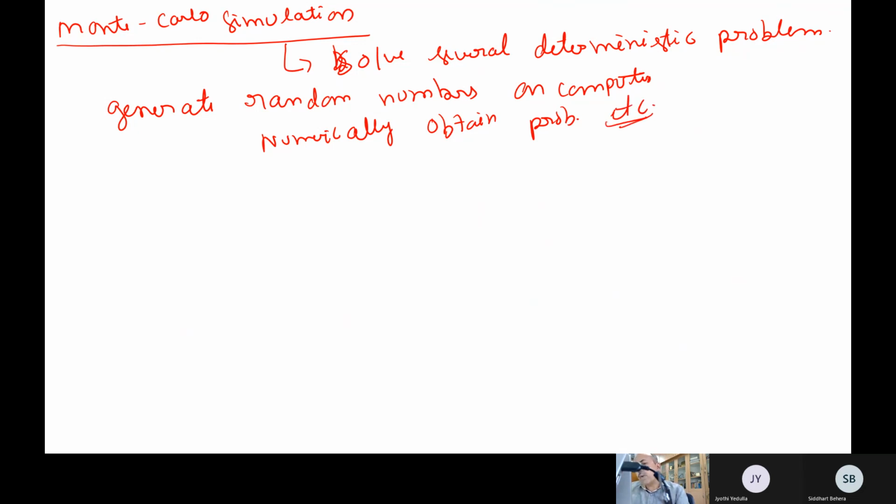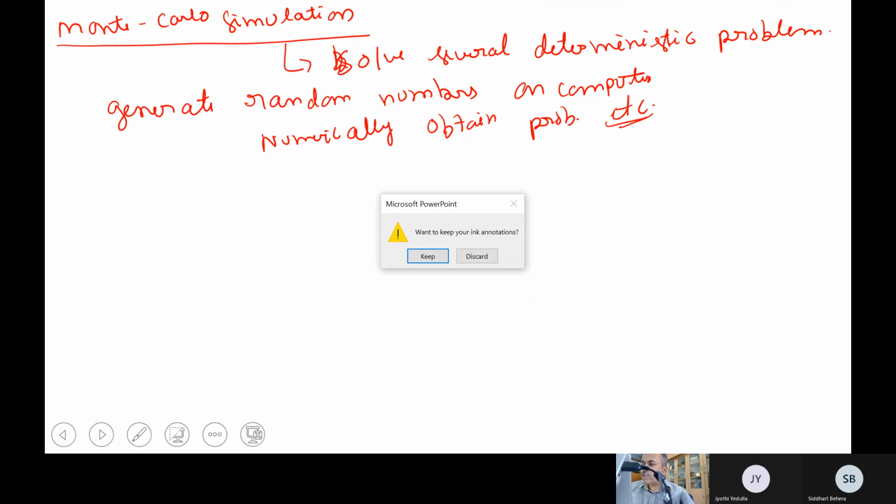Anyway, I will stop here. We will continue with this Monte Carlo simulation in our next class. If you have any questions, you can ask me.